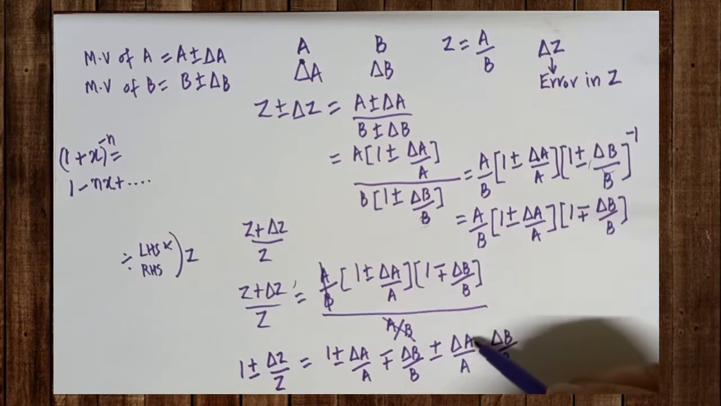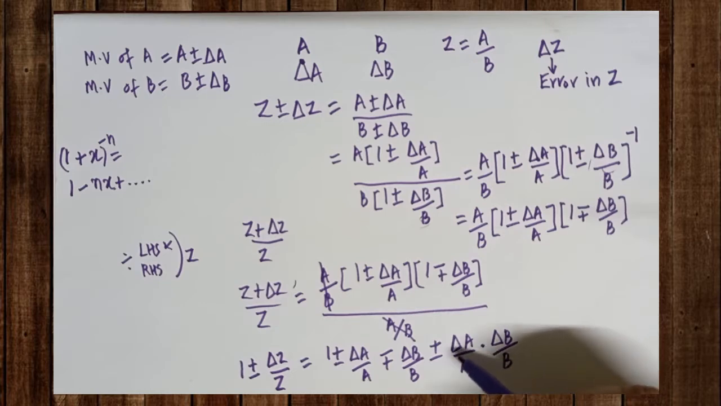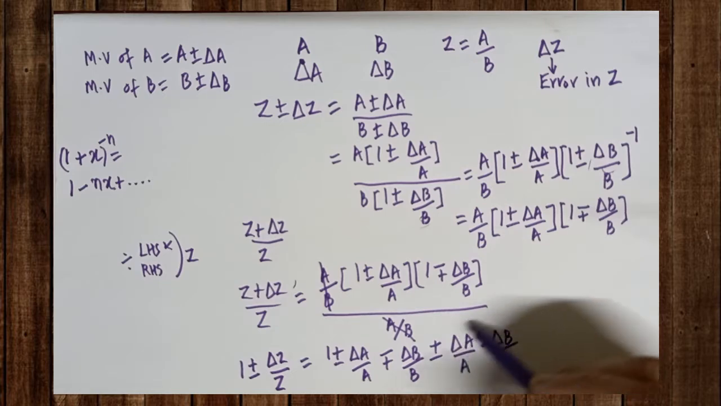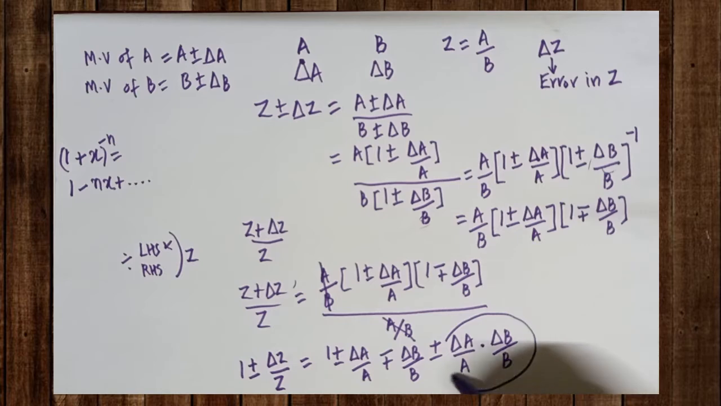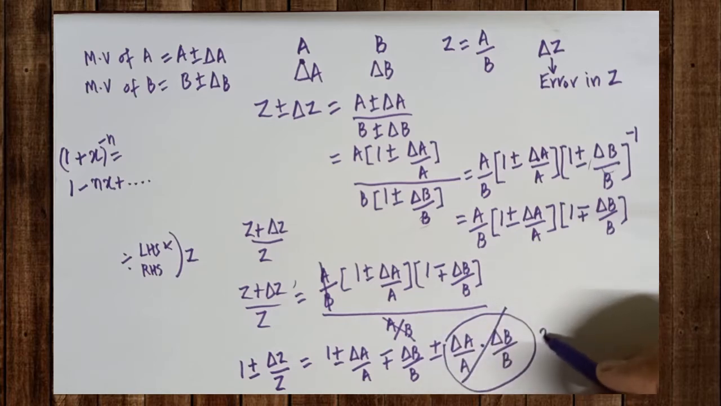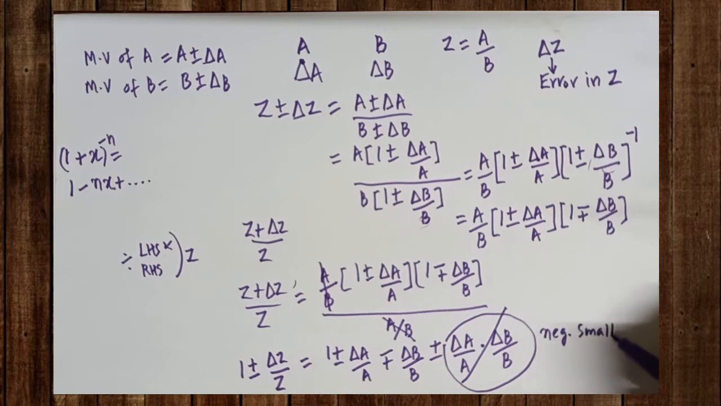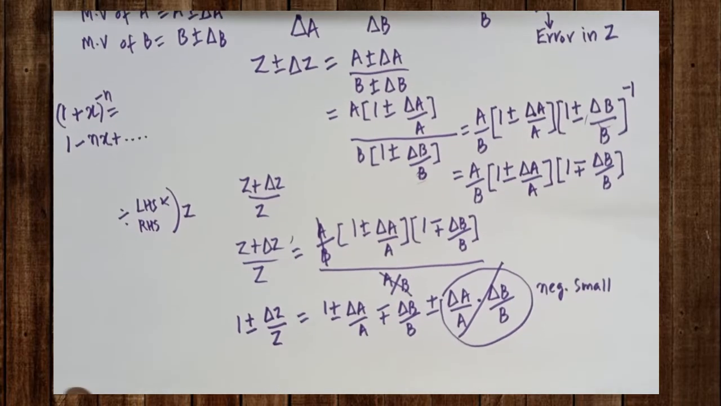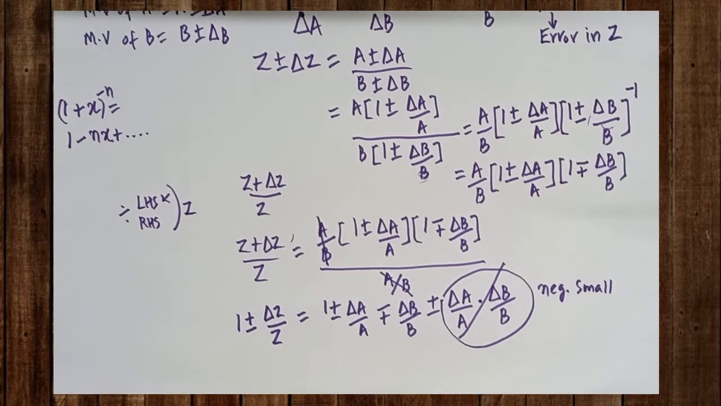Now here del a is too small, del b is also too small. Therefore the product factor will be negligibly small. So the entire factor can be cancelled because it is negligibly small, and we can remove this factor. Understood? Now I am going to write the next step.